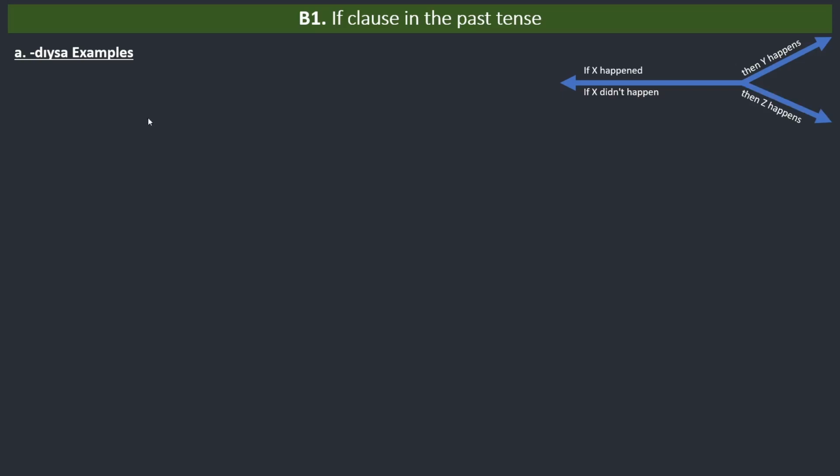Okay, like this. Like, if X happened, then Y happens. If X didn't happen, then Z happens. Depending on whether or not the X happened, we have different outcomes. So let's have an example.